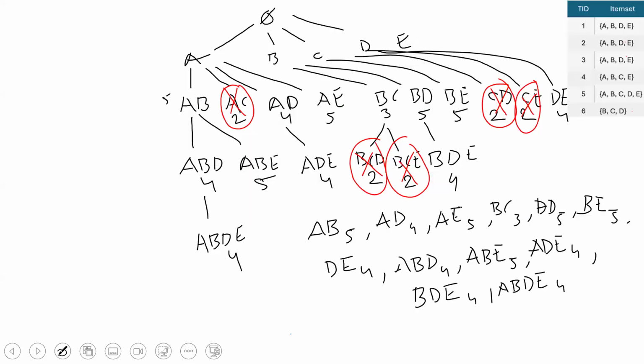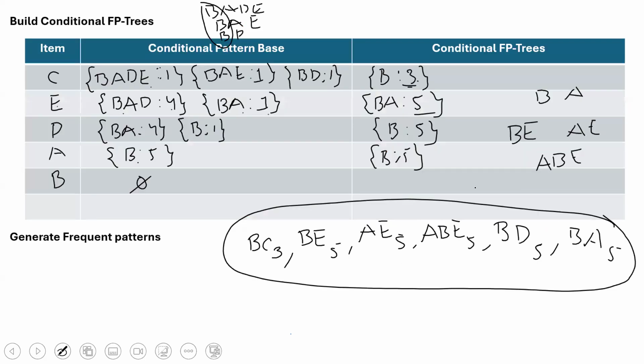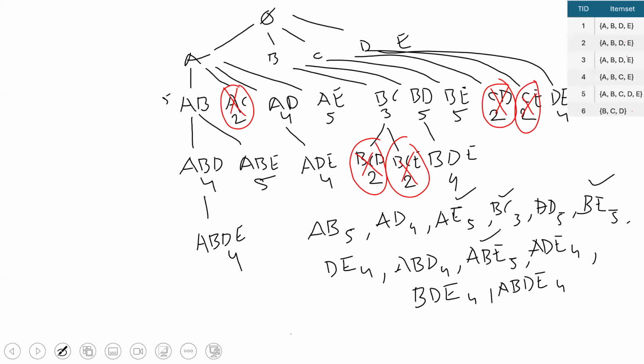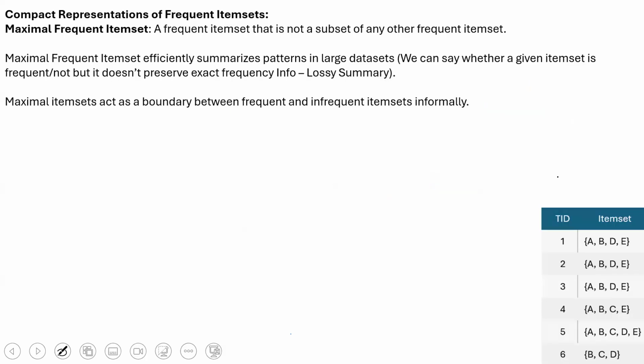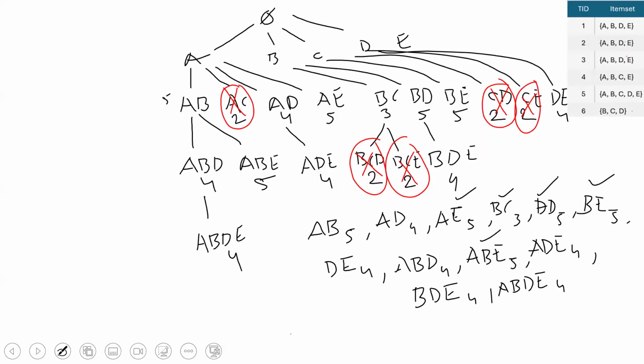Now why did we get this? We got BC as 3, right? We got BE 5, AE 5, ABE 5, BD 5, and BA 5. We missed so many items related to E. AD 4 is missed, and DE 4 is missed.